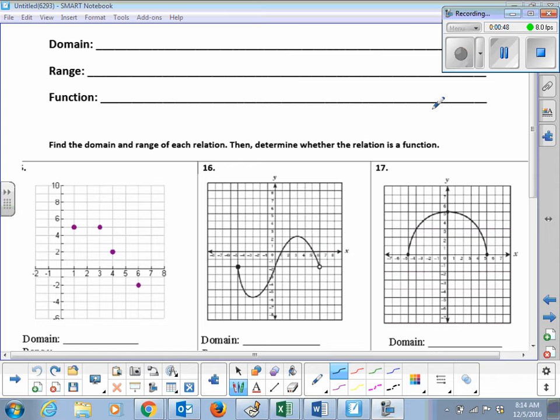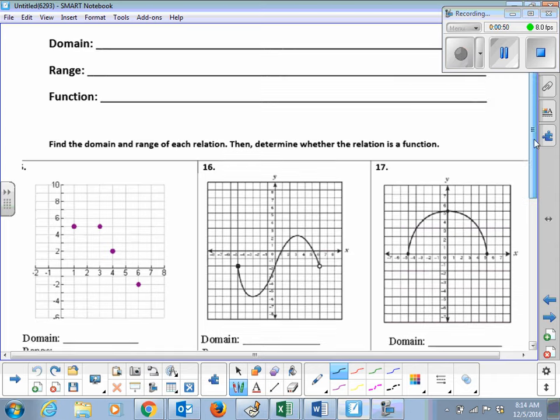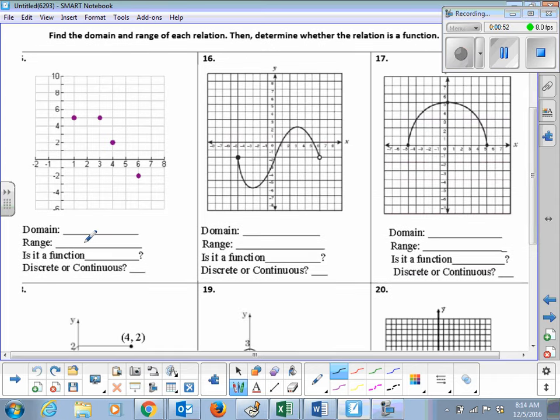Okay. Moving on to number 15, this is disconnected. Because it's just a bunch of dots, so do not connect them. We just call this discrete. For domain, looking left to right, I'm going to see which values have points. So these do not, but 1 does, 2 does not, 3 does, 4, and 6. So for domain, my values are 1, 3, 4, and 6.